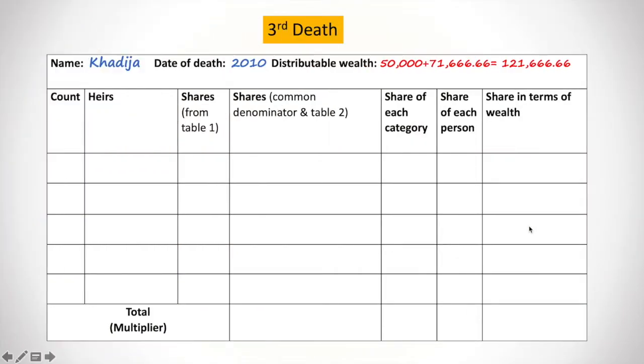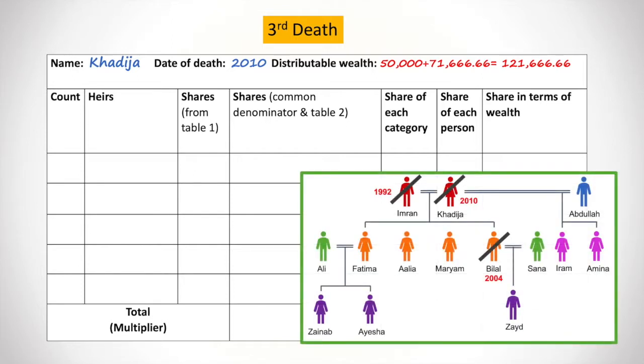Then we have the third death of the family. Now Khadija dies in 2010. Her distributable wealth now will be the $50,000 that she left behind plus the $71,666.66 that she has inherited from Imran and then Bilal. So her distributable wealth will be now $121,666.66. We look at the situation when Khadija died and see who are her relatives who are alive.